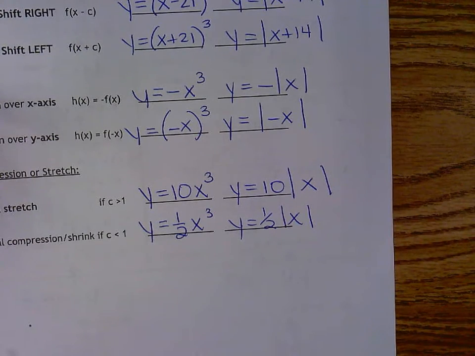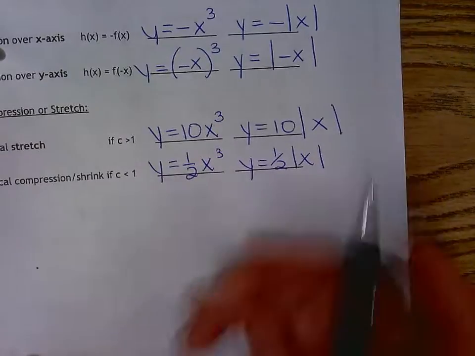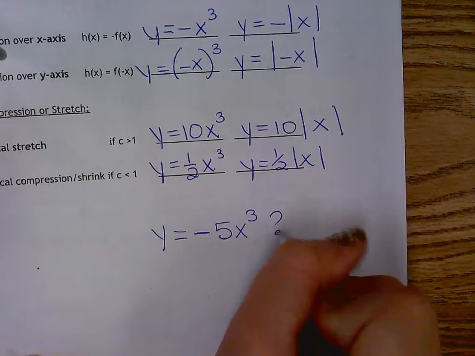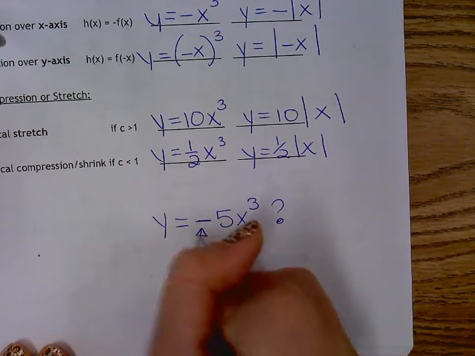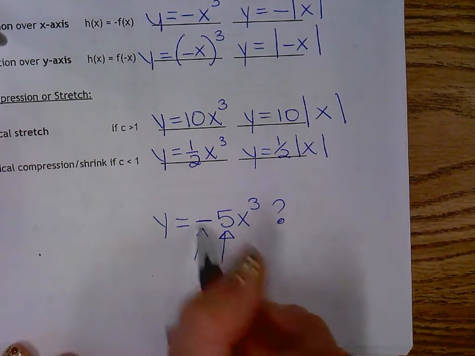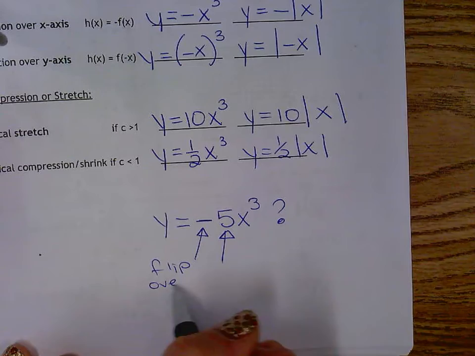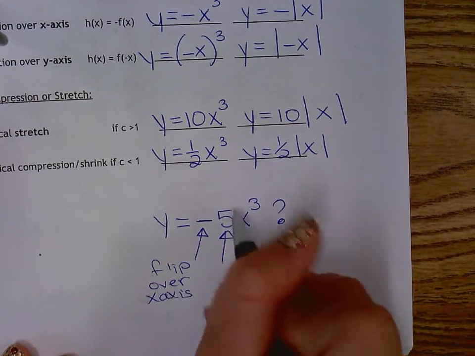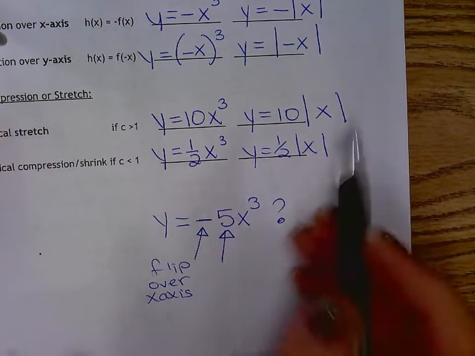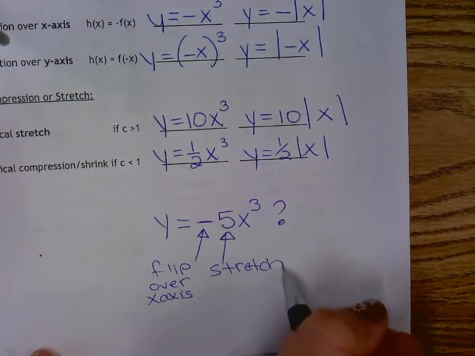The thing that can confuse students sometimes, what if I have y equals negative 5x cubed? What would happen to this graph? You have to think of these two pieces as two separate things happening, right? This is your flip over the x-axis. What does the 5 do? Would it make it more steep or less steep? It still makes it more steep. So because it's not a fraction that's less than 1, it's going to stretch the graph. So you have to be careful.